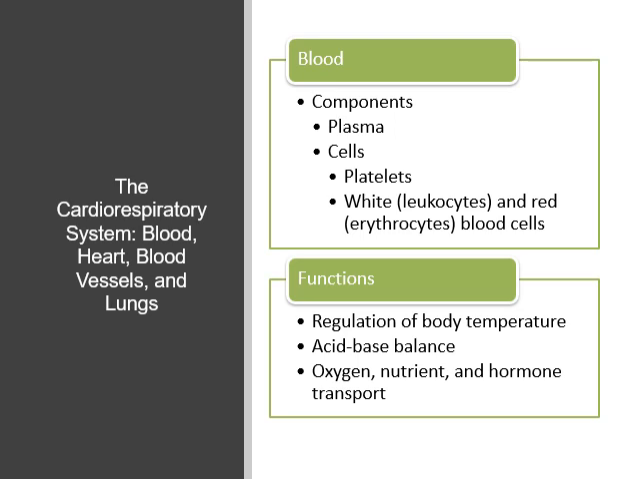The cardiorespiratory system includes the blood, heart, blood vessels, and the lungs. So we'll take a look at each component. The components of the blood include the plasma, which is 90% water, and the cells of the blood, which are erythrocytes, which are red blood cells which carry oxygen, and leukocytes, which function in our immunity. The functions of blood are summarized. They help regulate our body temperature, they regulate acid-base balance, and they transport oxygen, nutrients, and hormones to other parts of the body.